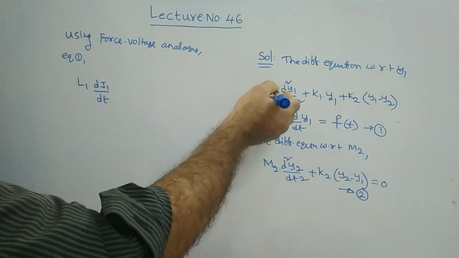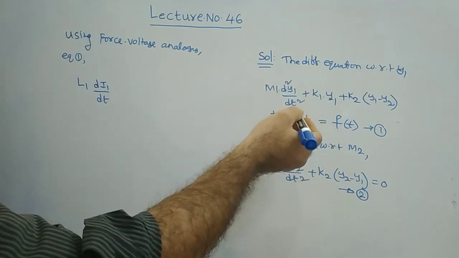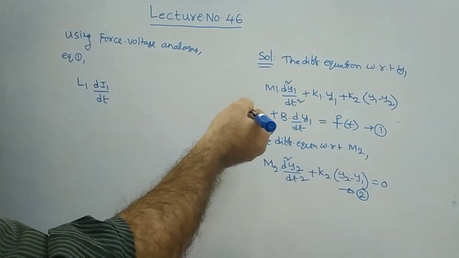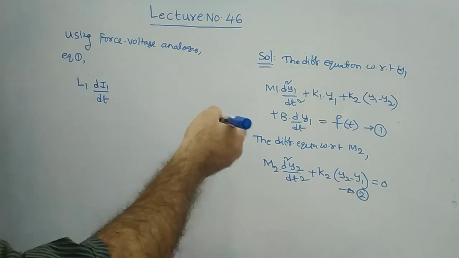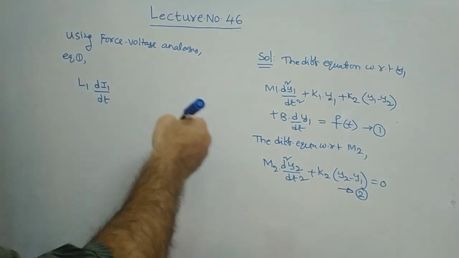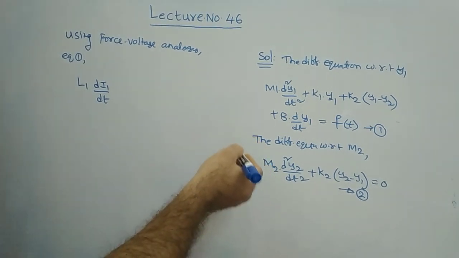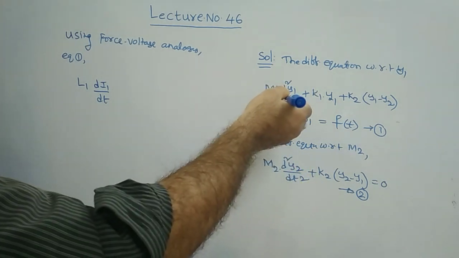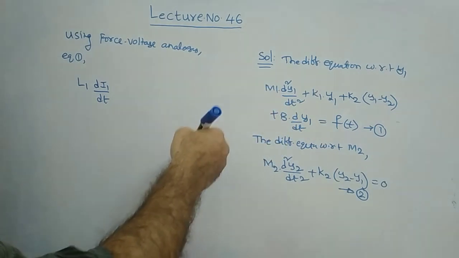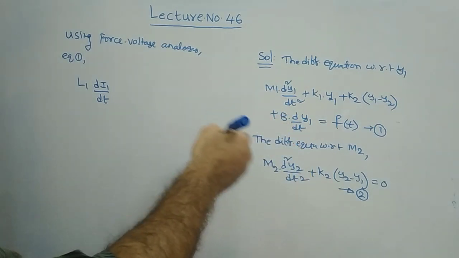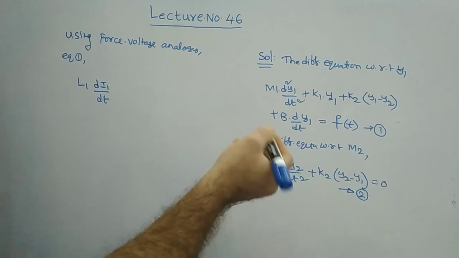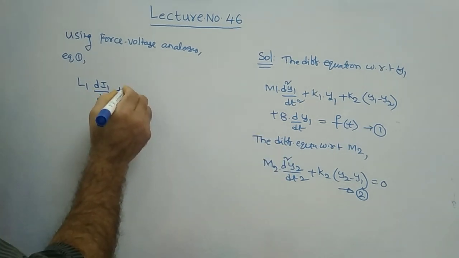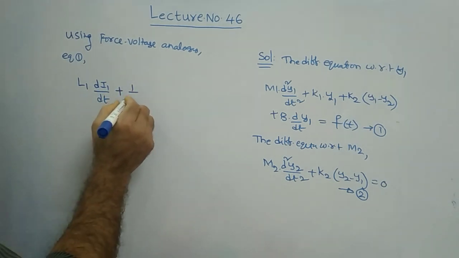Because x equal to m1 corresponds to L in force voltage, and y1 is nothing but, in the previous example you considered displacement as x, but here in this problem it is y. Therefore, y is equal to q. Then dy by dt is equal to dq by dt. So here y is nothing but y1, so y1 is equal to q1. dy1 by dt is equal to dq1 by dt, which is finally i1. And k1 is equal to 1 by C1.